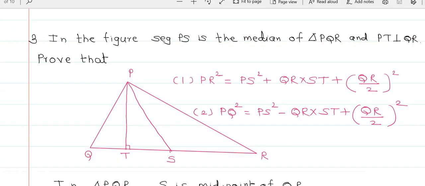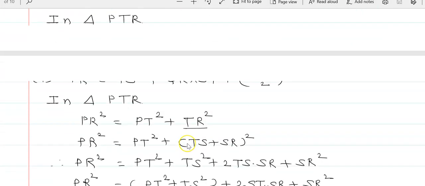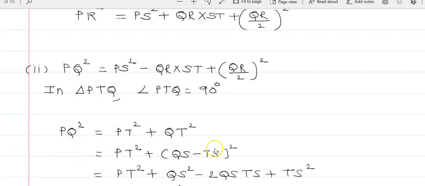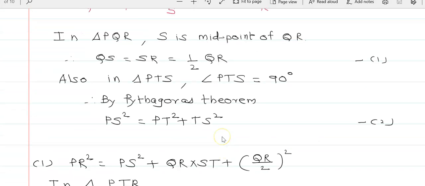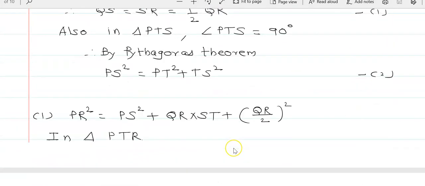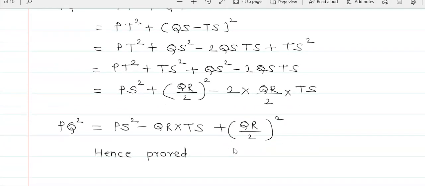Now again I will show here the second part. For that we consider the triangle PTQ. Therefore PQ square is equals to PT square plus QT square. See this here, the second part. PQ square, PT square plus QT square. The value of QT, as we have seen here, is nothing but QS minus TS.